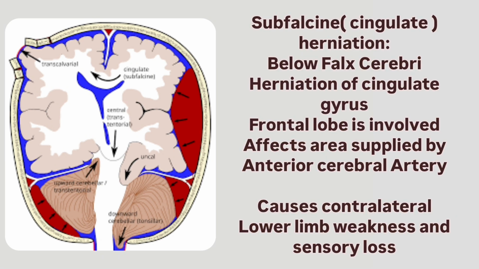Now, an important type of supratentorial herniation is the subfalcine or cingulate herniation, which is the herniation of the cingulate gyrus below the falx cerebri. Since the frontal lobe is involved, it affects the areas supplied by the anterior cerebral artery, which can cause contralateral lower limb weakness and sensory loss.